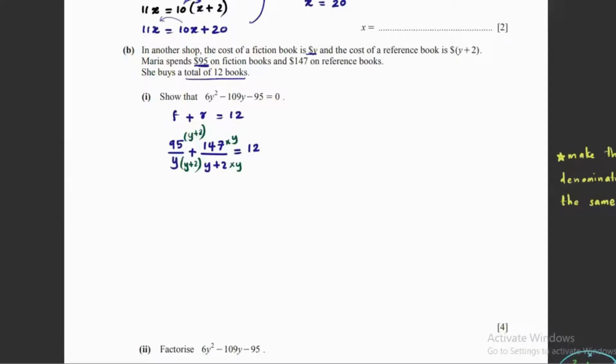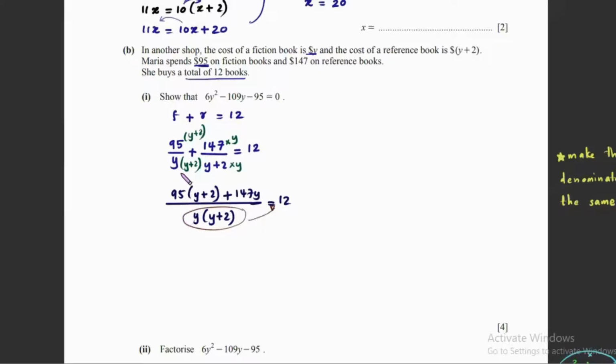When I do that, I end up getting, I can write it here, which is 95 times y plus 2, plus 147y. And in the denominator, I have y times y plus 2. So this is equal to 12. So I need to solve this. I'm going to get rid of the denominator. So to get rid of the denominator, I need to bring this to the other side.